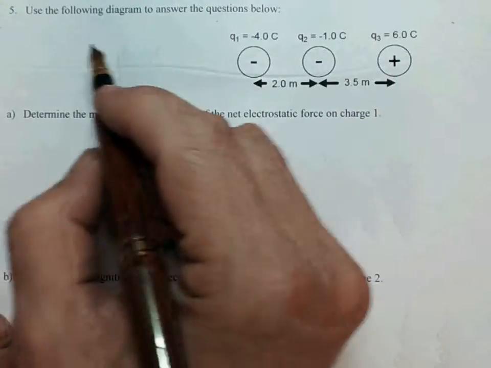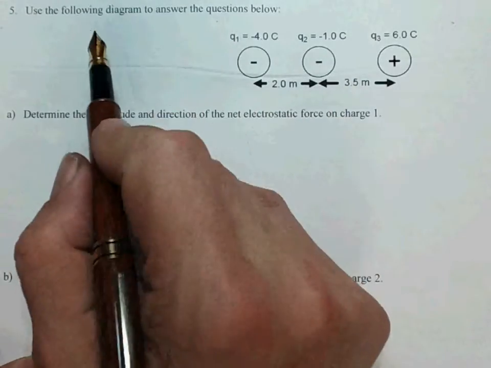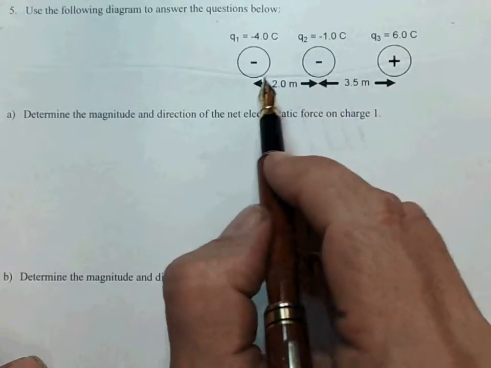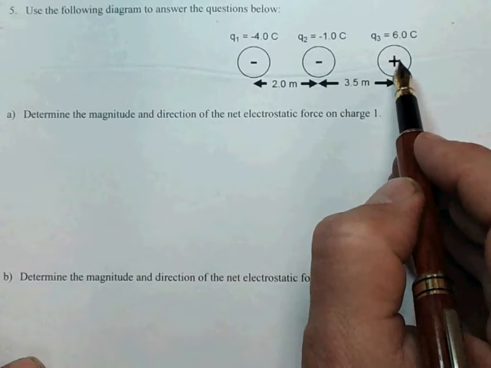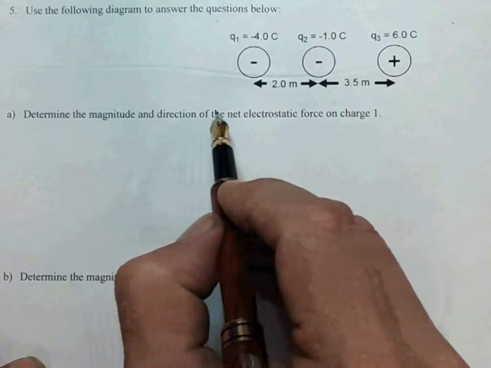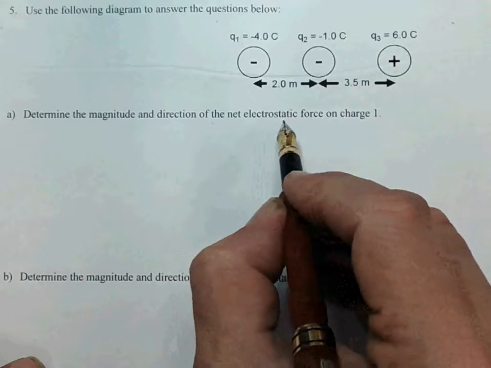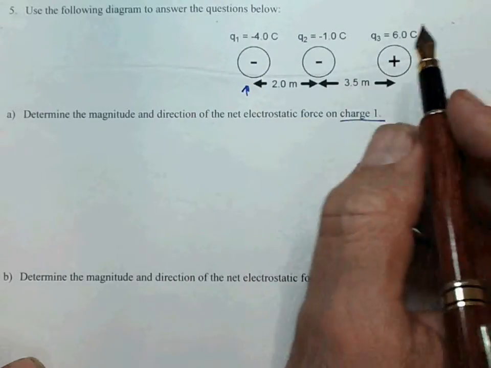Let's look at problem number 5 on the example problems. We're going to use this diagram to answer the questions below. We have 3 separate charges, 2 negative charges and a positive charge. Question A says determine the magnitude and direction of the net electrostatic force on charge number 1. So that's this charge right here.